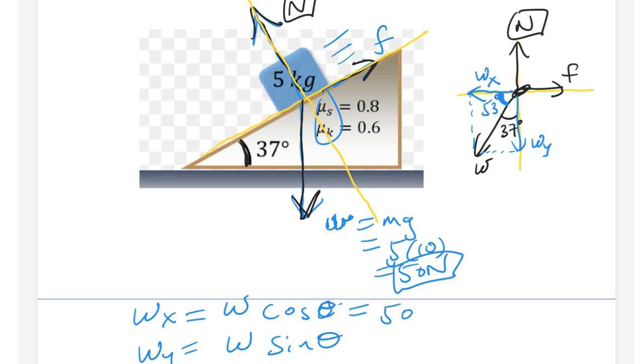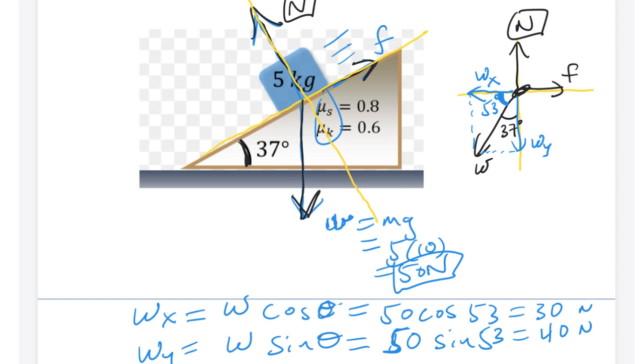Weight is 50, cosine of the angle from the x-axis, 53. Then the other one, 50 times sine of 53. Okay, let's do that. So we get, for the cosine, we get 30, and for the wy, we get 40 newtons.